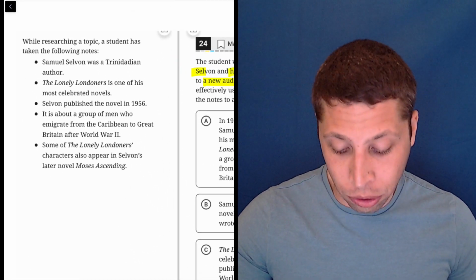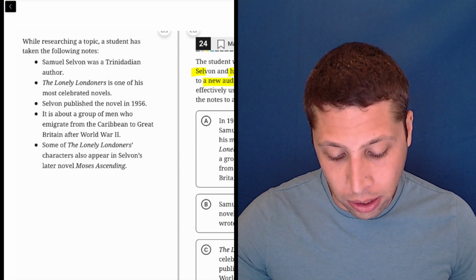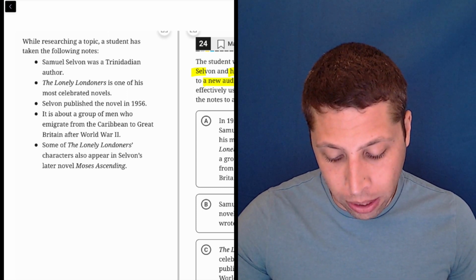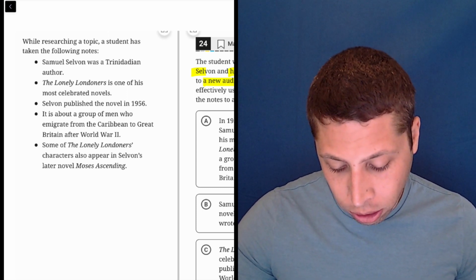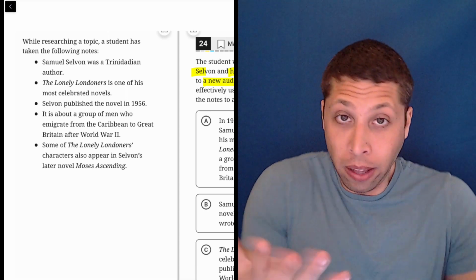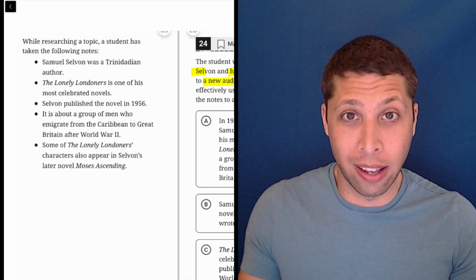Let's see. Samuel Selvin was a Trinidadian author. The Lonely Londoners is one of his most celebrated novels. Selvin published the novel in 1956. It is about a group of men who emigrate from the Caribbean to Great Britain after World War II. Some of the Lonely Londoners characters also appear in Selvin's later novel, Moses Ascending. So literally any of these things could be useful, because if I don't know about the person, then these are all new facts to me.